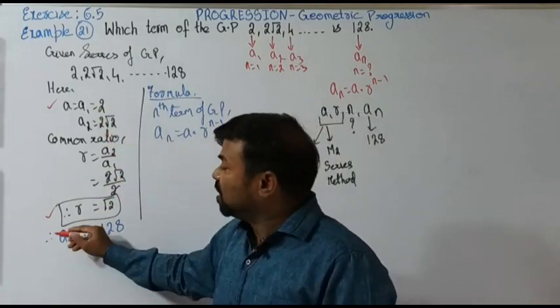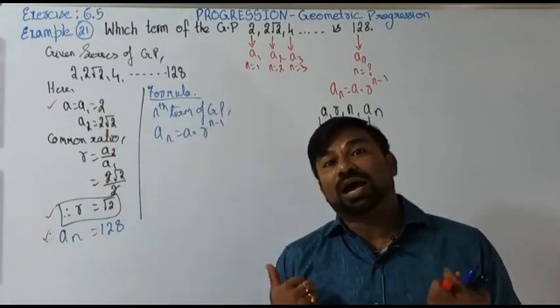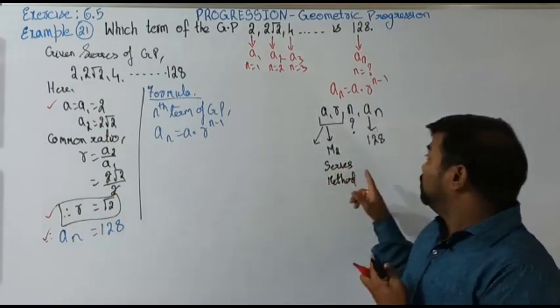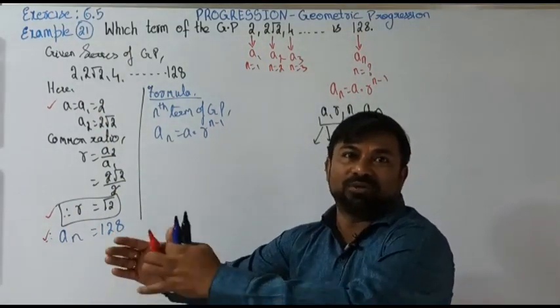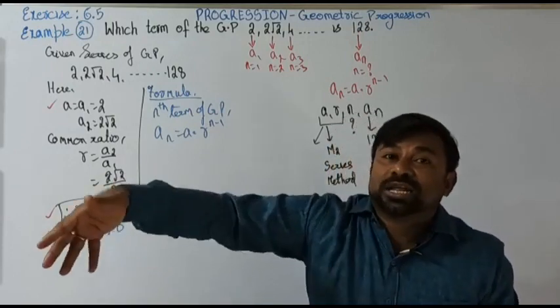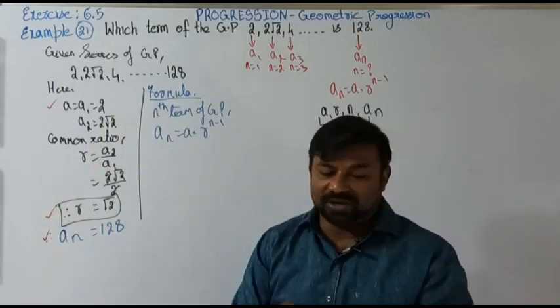We have A, we have R, and what is the other one? We have An. Now, what's the question? We need to find the roll number of this fellow. A person is sitting there by name 128. What's the position number? What's the roll number there? That's what we are figuring out.